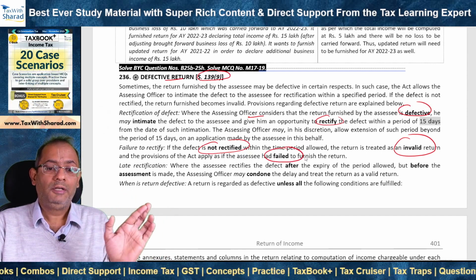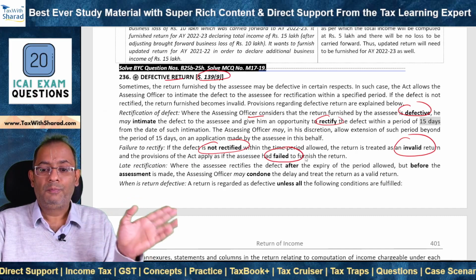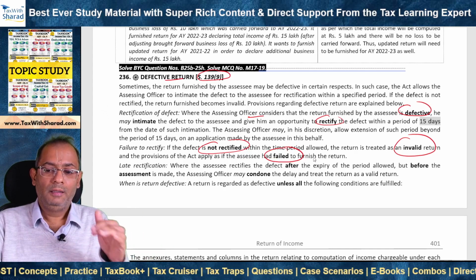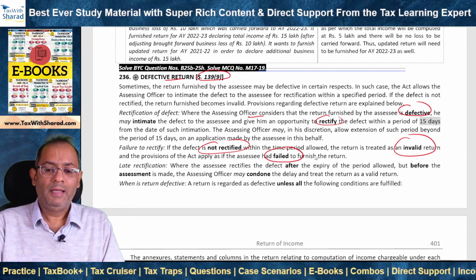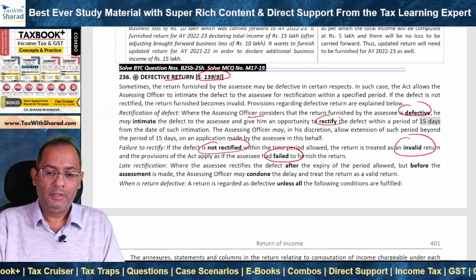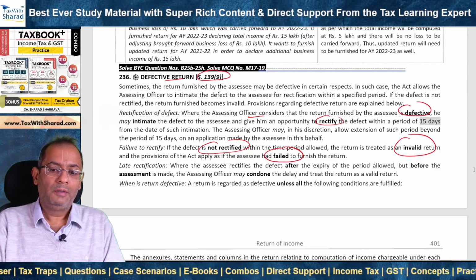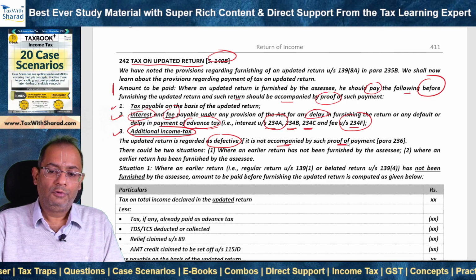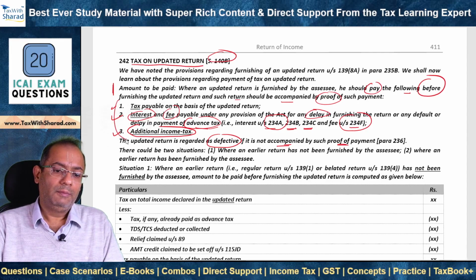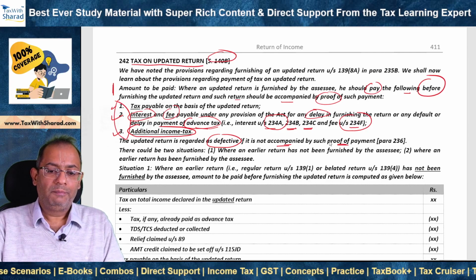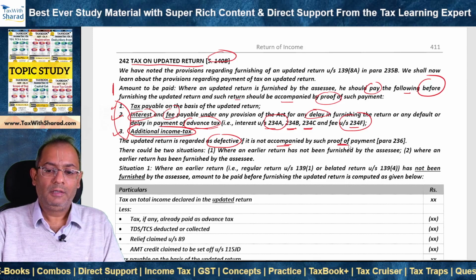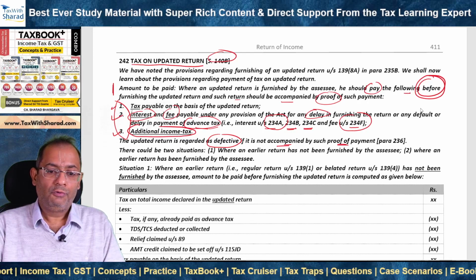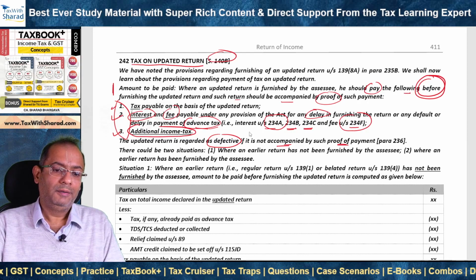So if the return is treated as a defective return, then an opportunity is provided, and if rectification is not done within the time allowed, then the return is treated as invalid as if the assessee had failed to furnish the return. So it's important that the updated return is accompanied by the proof of payment of these amounts, because if it is not accompanied, then the return will be treated as defective under section 139(9), and these amounts need to be paid before furnishing the updated return.